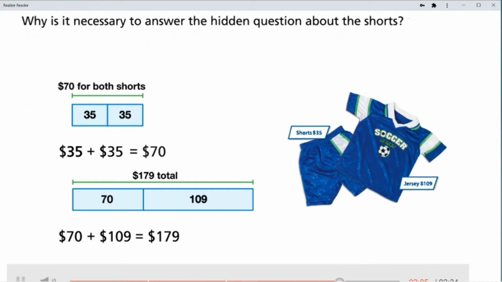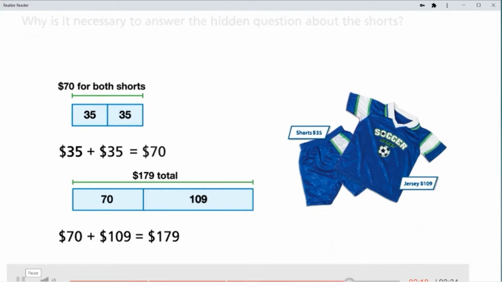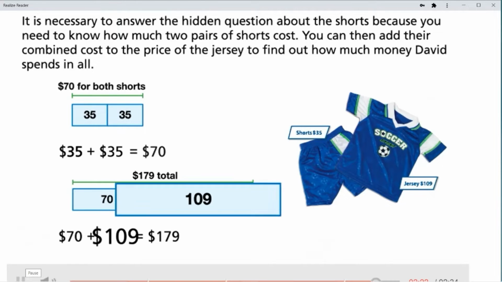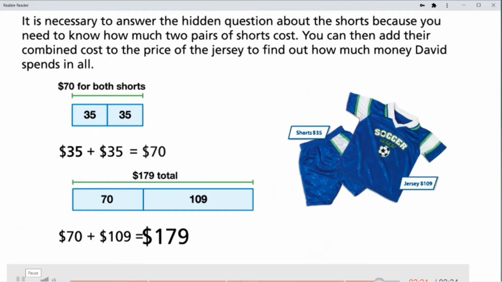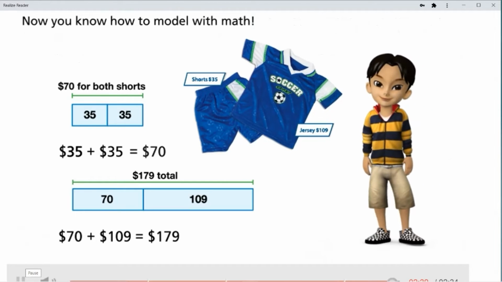Why is it necessary to answer the hidden question about the shorts? It is necessary to answer the hidden question about the shorts because you need to know how much 2 pairs of shorts cost. You can then add their combined cost to the price of the jersey to find out how much money David spends in all. Now you know how to model with math.